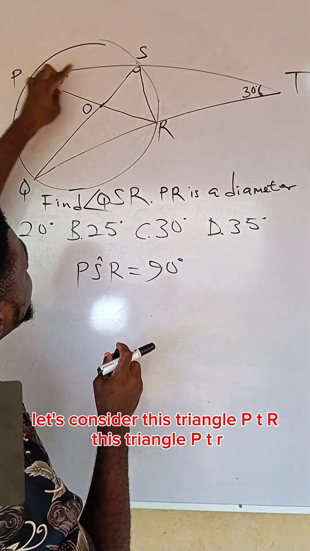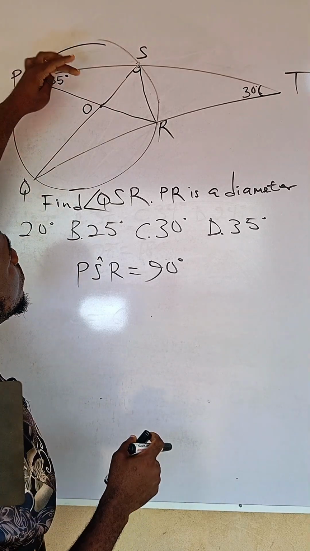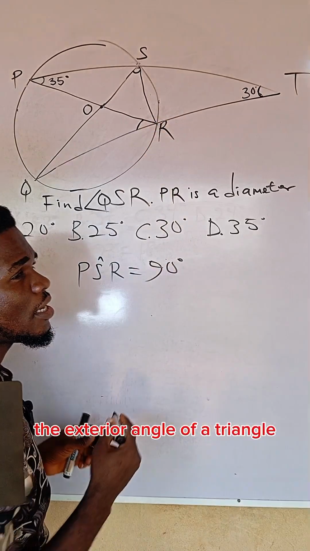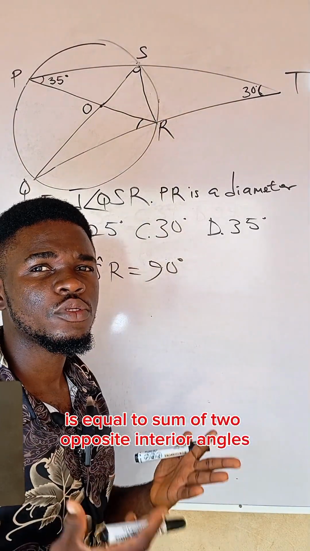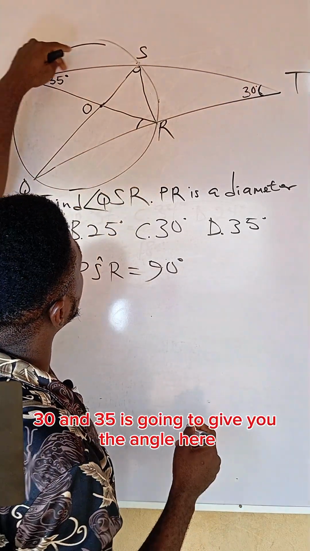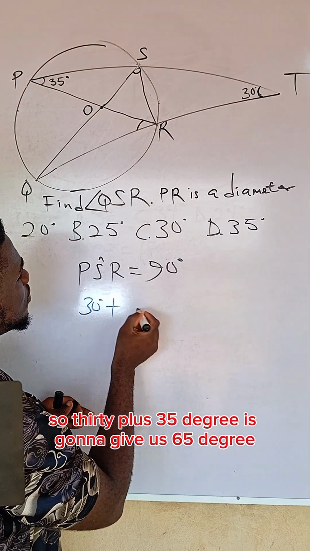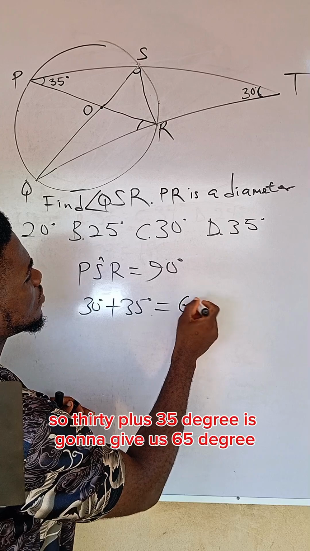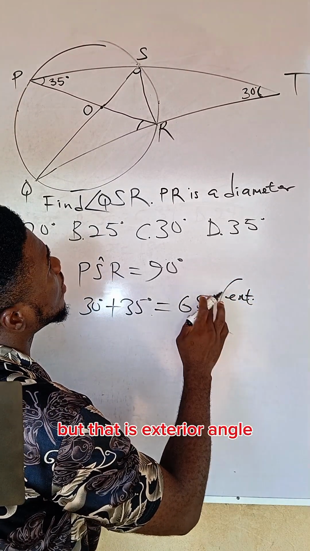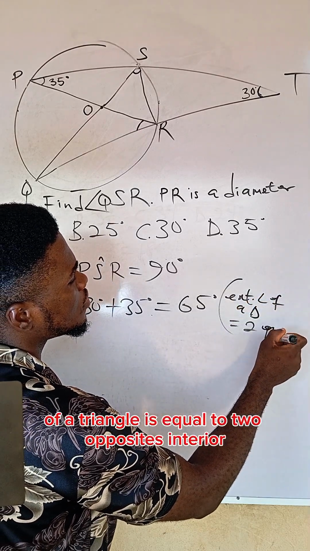PTR. This triangle PTR. This triangle now. There's a rule that says that the exterior angle, that is this angle here, the exterior angle of a triangle is equal to the sum of the two opposite interior angles. Look at the two opposite interior angles, 30 and 35, is going to give you the angle here. So 30 plus 35 degrees is going to give us 65 degrees. But that is, the exterior angle of a triangle is equal to the two opposite interior angles.